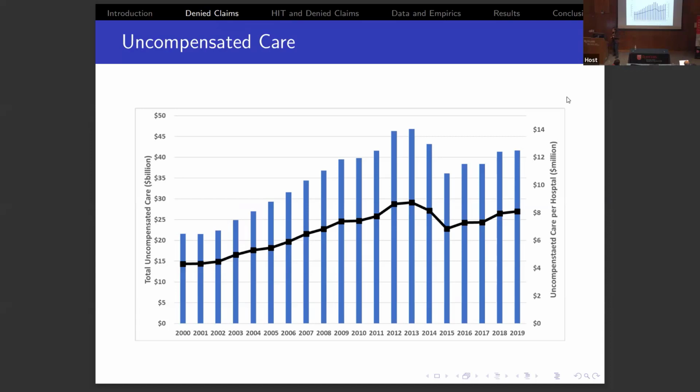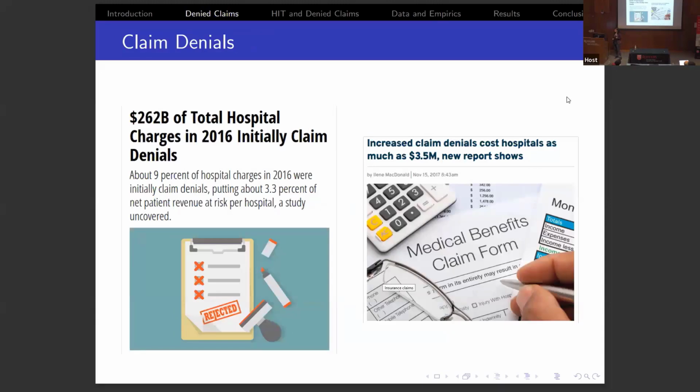And let me start with uncompensated care, which is actually a huge part of overall high healthcare costs in the United States. So uncompensated care has been prevalent, and within the last couple of decades, it adds up to be over $700 billion. For the more recent years, averaging about $8 million per hospitals. And a significant part of uncompensated care is coming from claim denials.